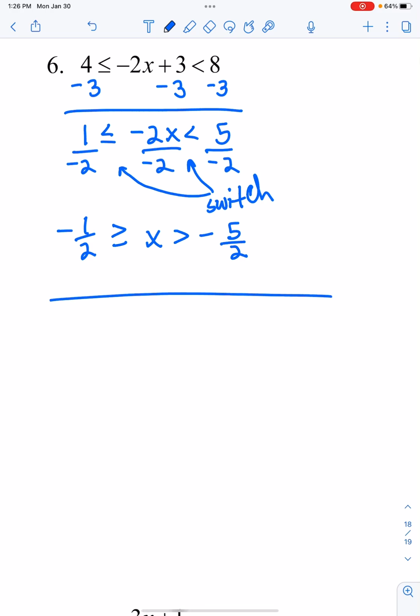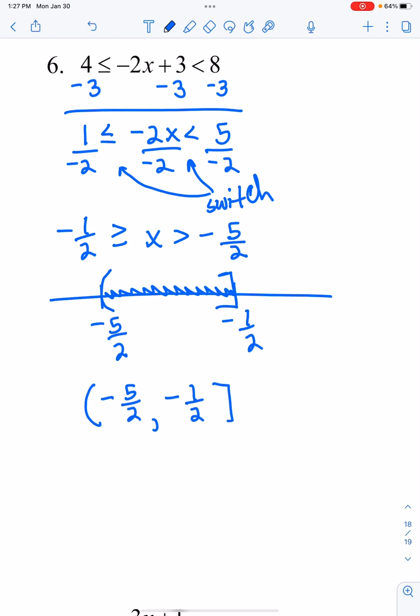So on a number line, negative 5/2, be careful, is smaller, so should be on the left. Our x is between, so we shade in between. Negative 5/2 has only a strict inequality, so we use parentheses. Negative 1/2 has an equals to, so we use a bracket. The interval would be parentheses, negative 5/2, comma, negative 1/2, bracket.